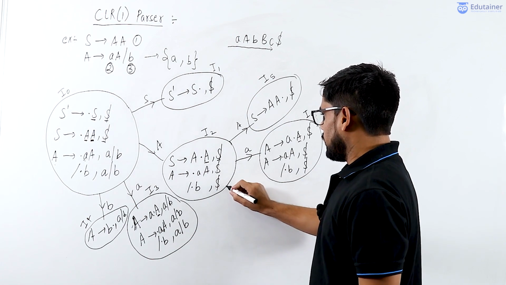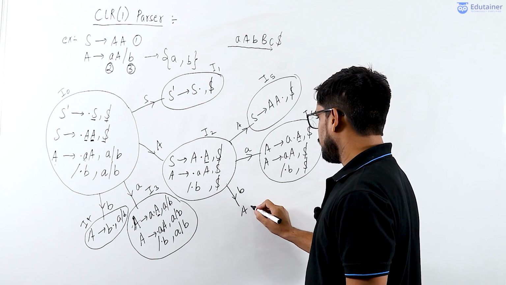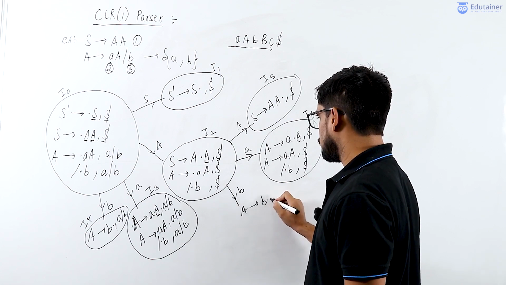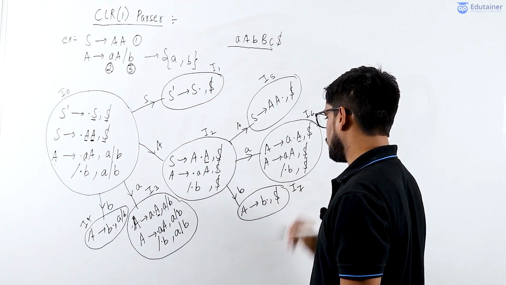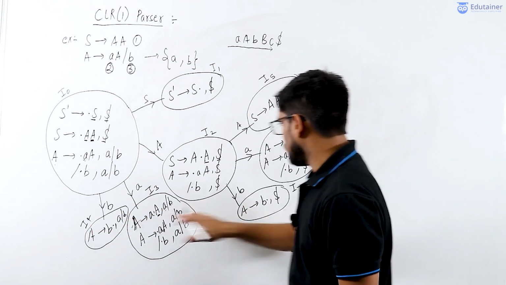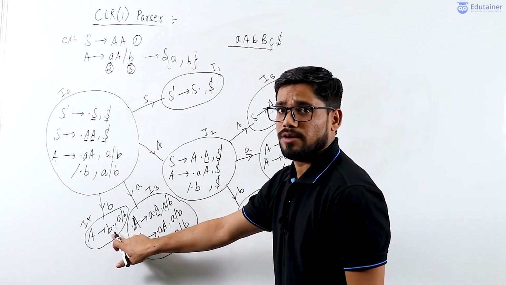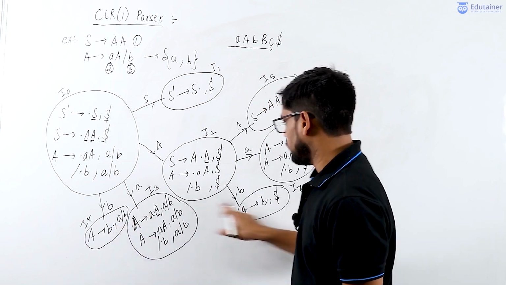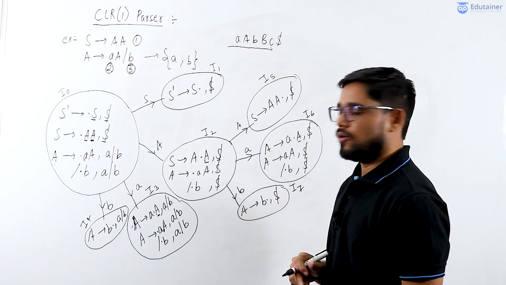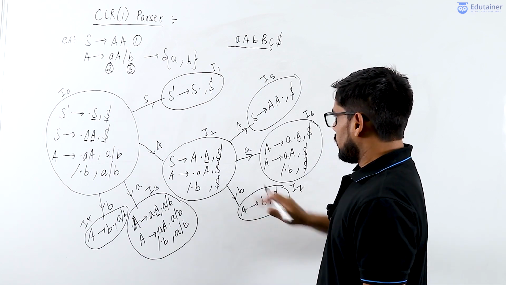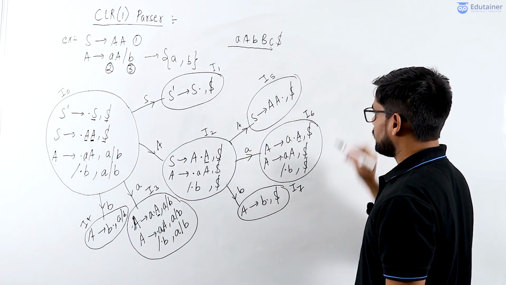Okay. Now on small b, the production will be A derives b dot $, and let's say state number I7. So state number I4 and state number I7 are same in terms of canonical collection of LR0 items, but not in terms of look ahead symbol. Okay, here the look ahead symbol is A comma B, here the look ahead symbol is only $. Okay, so state number I2 is completed, state number I5 is completed.